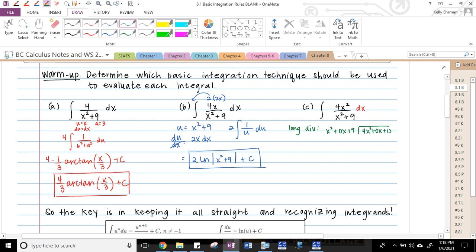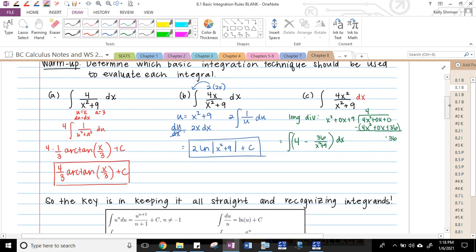So 4x squared divided by x squared is 4. You get 4x squared plus 0x plus 36. Subtract it all. So that subtracts to negative 36, and that's a remainder. So I can rewrite the problem as the integral of 4 minus 36 over x squared plus 9. All of that gets a dx.